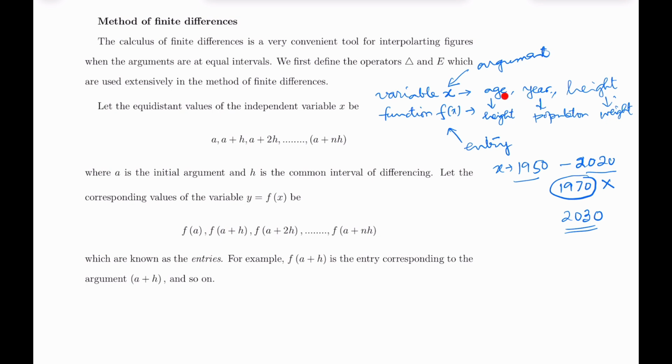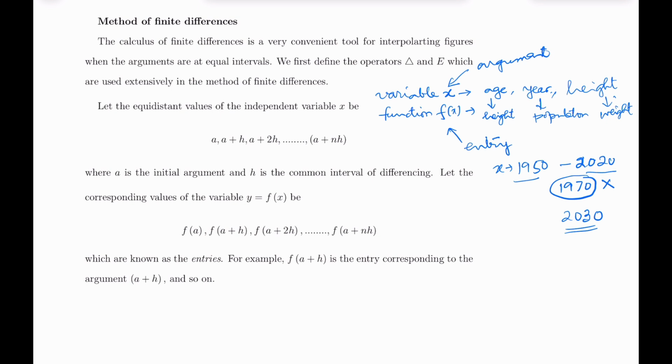When we take x as age, fx may be taken as height because there is a certain relationship between age and height. If we take the variable x as year, fx may be taken as population because the population varies with the year. Or if x is taken as year, we can take fx as rainfall because there is a definite relationship between year and rainfall. If you take x as height, we can take fx as weight because there is a definite relationship between height and weight. Okay, suppose we have two sets of data.